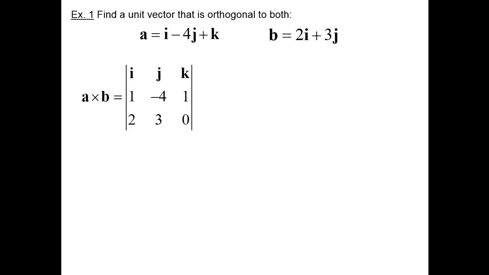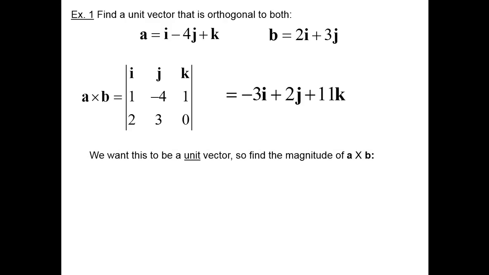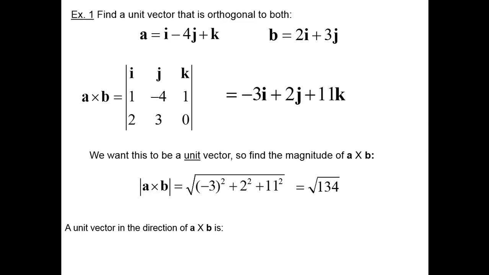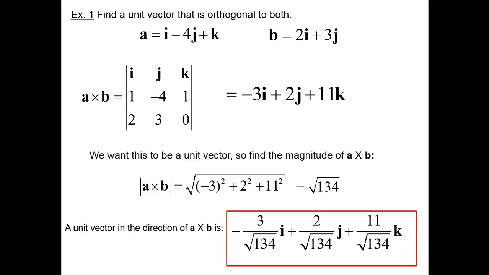I'm going to forego the details by now. I think you probably know how to do this, but the cross product here would be negative 3i plus 2j plus 11k. Now what we want is a unit vector. So remember, to make it a unit vector, we just need to find the magnitude of this new cross product. The magnitude of this vector gives us square root of 134. So a unit vector in the direction of A cross B, we would just take our A cross B vector and multiply it by 1 over the square root of 134.